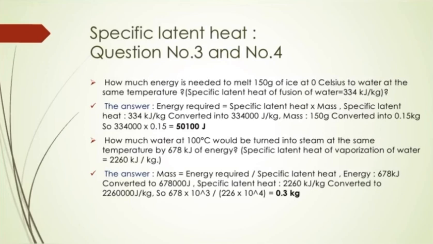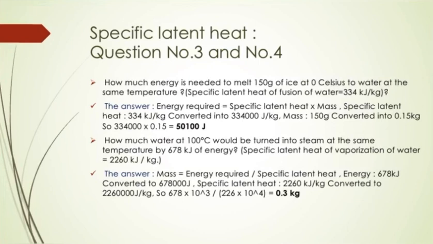Mass is equivalent to the energy supplied, that means the energy required, divided by the specific latent heat of vaporization. We know the energy, 678 kilojoules, or after being converted into SI units, 678 times 10 to the power of 3 joules, or in other words 678,000 joules. The specific latent heat, as given, is 2260 kilojoules per kilogram, which converted into SI units is 226 times 10 to the power of 4, or in other words 2,260,000 joules per kilogram. As we know, the formula is that the specific latent heat is equivalent to the energy supplied divided by the mass.